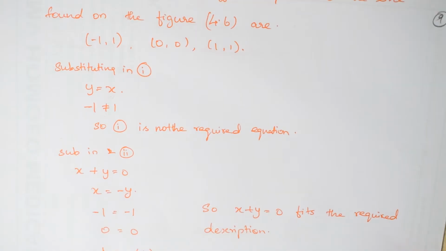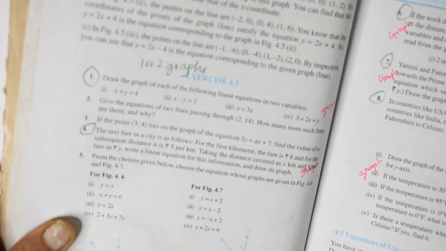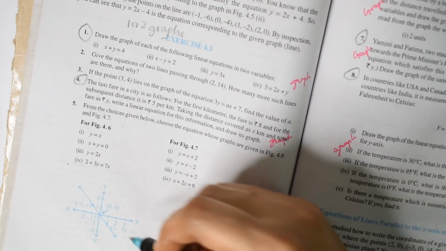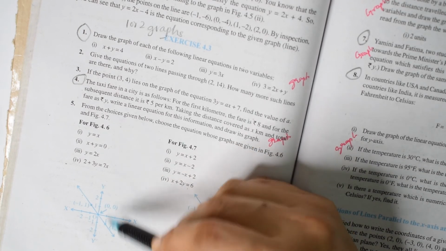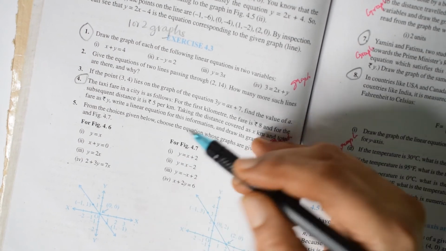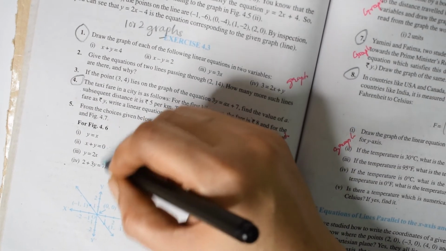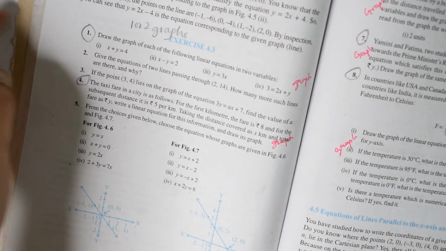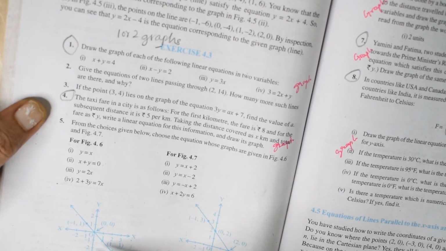They have given two graphs already in your textbook, along with solutions, and they are asking us to find which equation is drawn here. They have shown the points also. Accordingly, we have to substitute the points in each equation and find which equation gives the points that can be drawn as this graph.